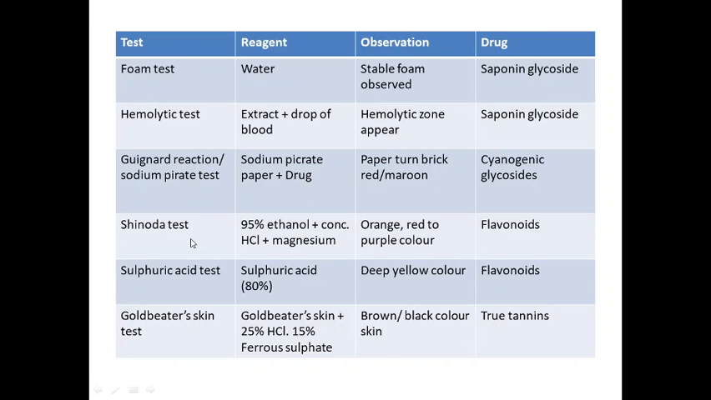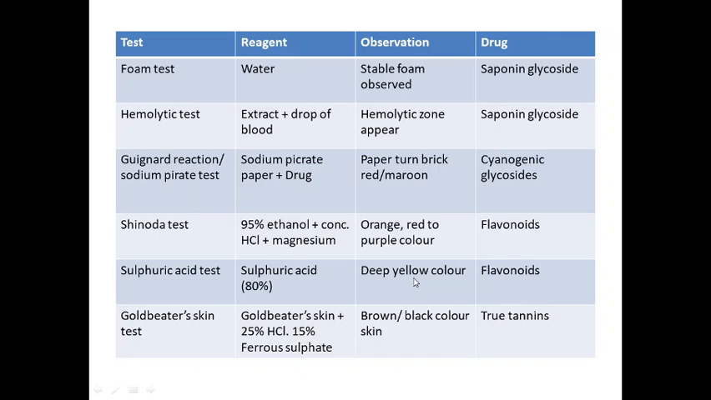Next, two important tests for the identification of flavonoids. First is the Shinoda test, which uses 90% ethanol, then concentrated hydrochloric acid and magnesium. In the presence of this reagent, the flavonoid shows an orange or red to purple color. The second test for the identification of flavonoids is the sulfuric acid test, which uses 80% sulfuric acid as a reagent, and the flavonoid shows a deep yellow color.